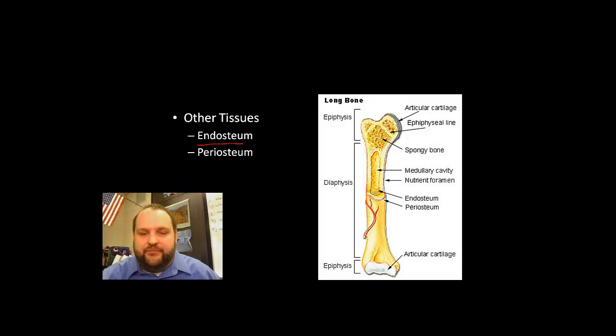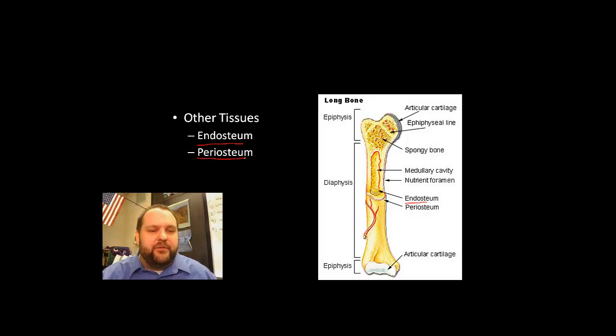The endosteum, which is labeled here, surrounds this medullary cavity. It's a thin layer of tissue that surrounds the layer of spongy bone and sits right on the edge of this medullary cavity. I outlined it in red there. And the endosteum promotes bone growth. It's going to have cells that allow the bone to grow at that area.